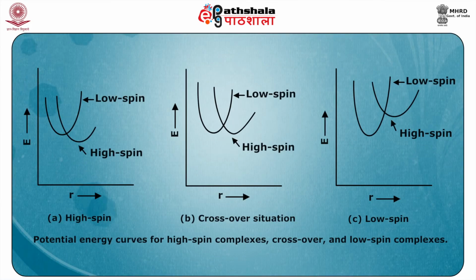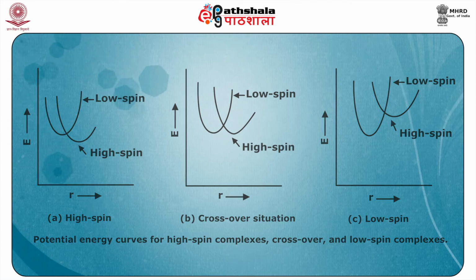The potential energy curves for the high spin and low spin complexes are shown here. The low spin state has its minimum energy at a smaller r value than the high spin state. In the figure, A and C depict high spin and low spin ground states. However, B shows the equilibrium situation where the energies of the two spin states are quite close, resulting in crossover.